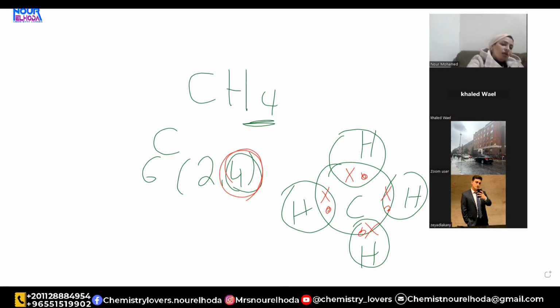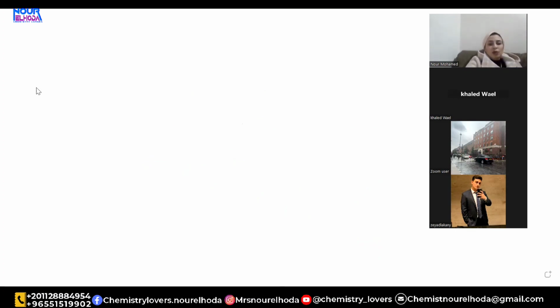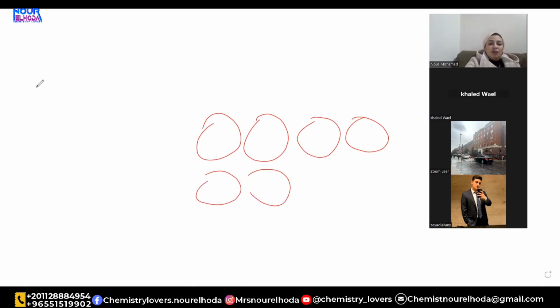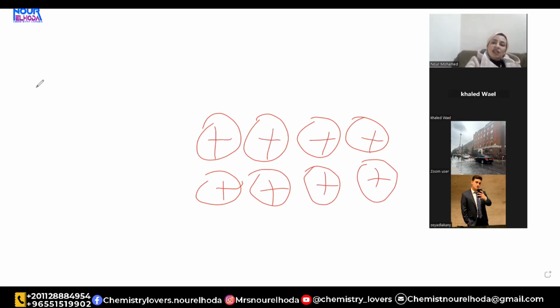Someone was asking me about the metallic bond. The metallic bond is mainly positive ions, all of them positive, surrounded by a sea of delocalized electrons. So if he asks you what is meant by metallic bond, you will say it's positive ions surrounded by a sea of delocalized electrons, arranged in a regular lattice, in a regular arrangement.